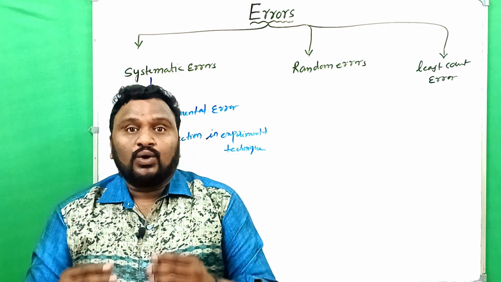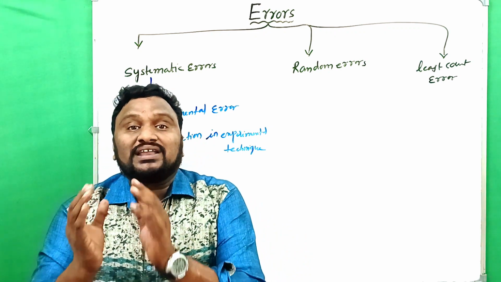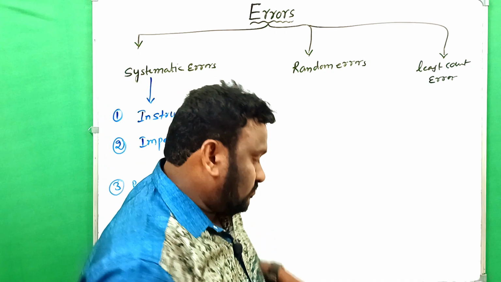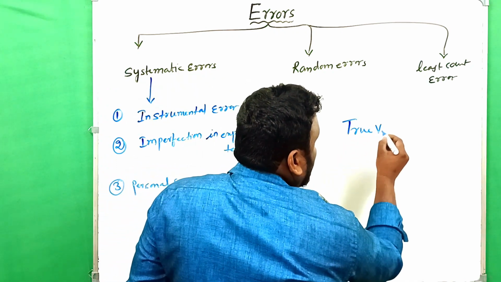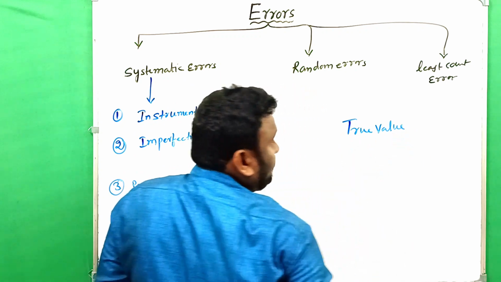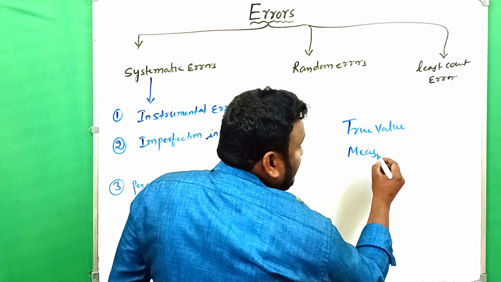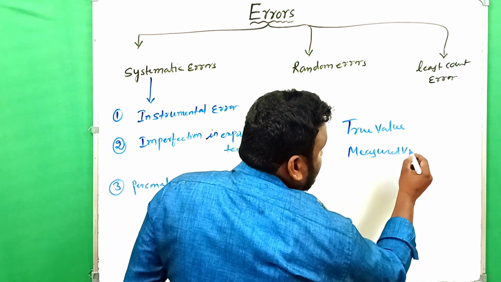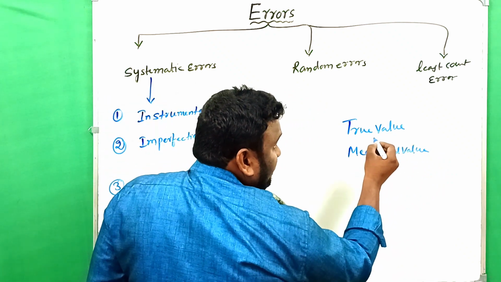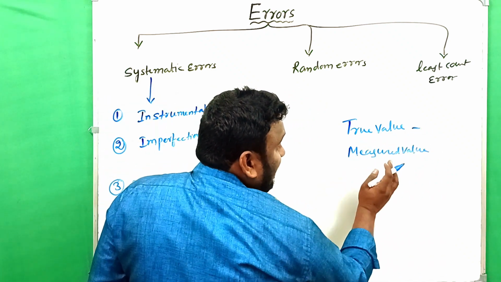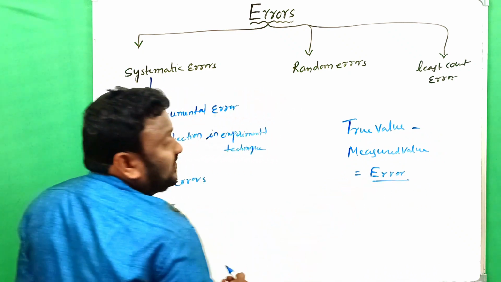So simply, while we measure some value using an instrument, we get one particular value. There is a true value, and we conduct one experiment and take some measured values. There is some difference between these two. The difference between the true value and the measured value is called error.